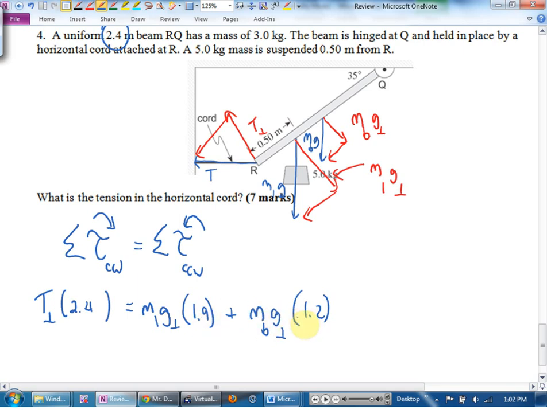So, ooh, this is a tough one. Let's turn on my use pen as pointer. That's this thing right here, right?